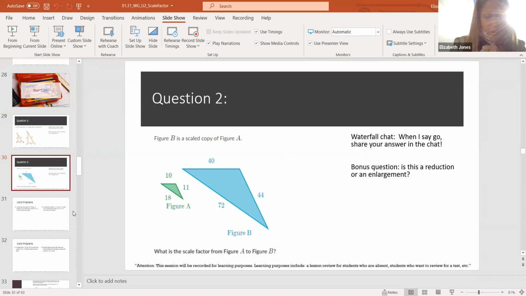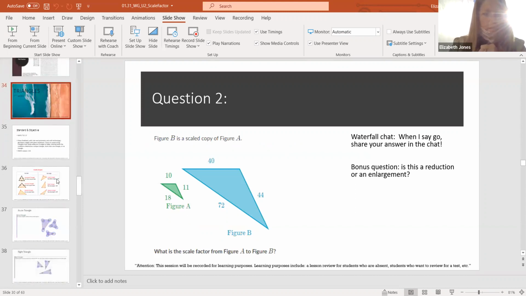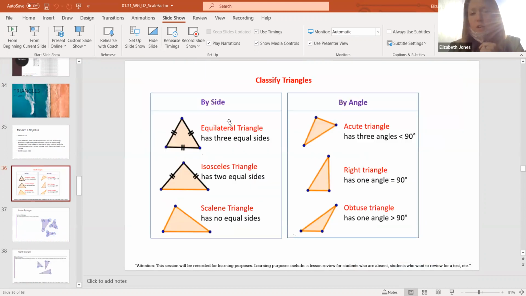Sorry, I'm trying to find the triangle. Here we go, triangle types. Right here, an equilateral triangle has 3 equal sides. See how each one of these has 2 lines indicating that those sides are the same. An isosceles triangle has 2 equal sides. A scalene triangle has no equal sides. If you're classifying a triangle by sides.